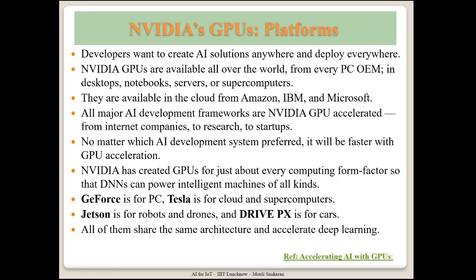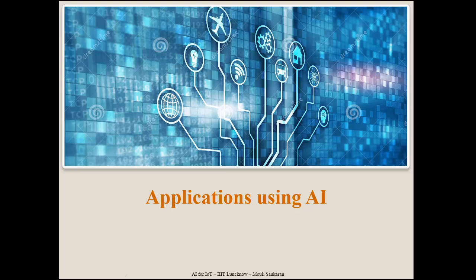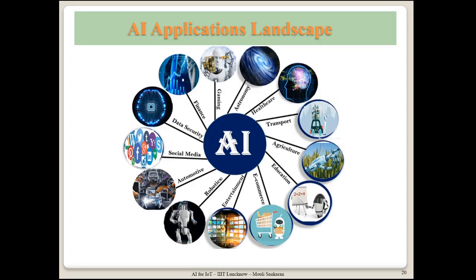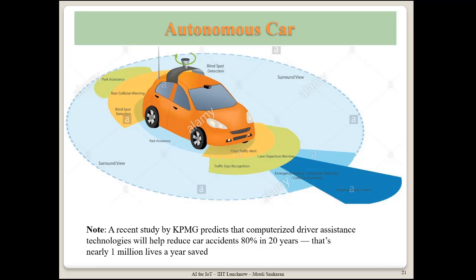All of them share the same architecture and accelerate deep learning. So that's the crux of it. Don't worry, NVIDIA is working with different companies, and higher education is the majority of them, and there are 3,500 companies or industries they work with. There are many major applications: automotive, robotics, entertainment, everywhere AI is there. And the autonomous car is the most important place where what you learn in the IoT course will be useful.